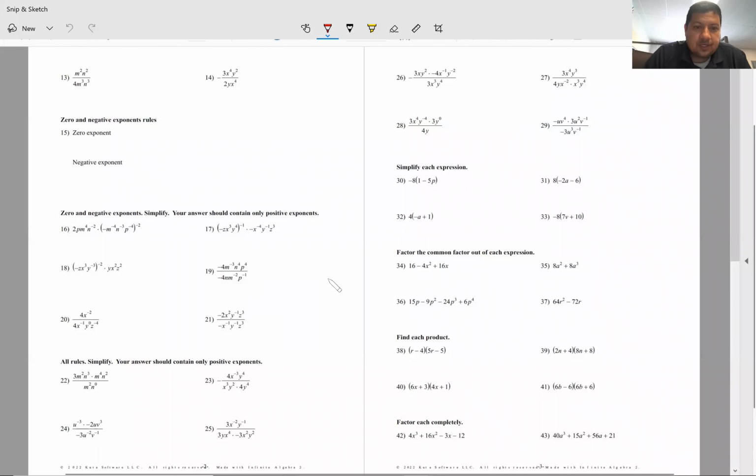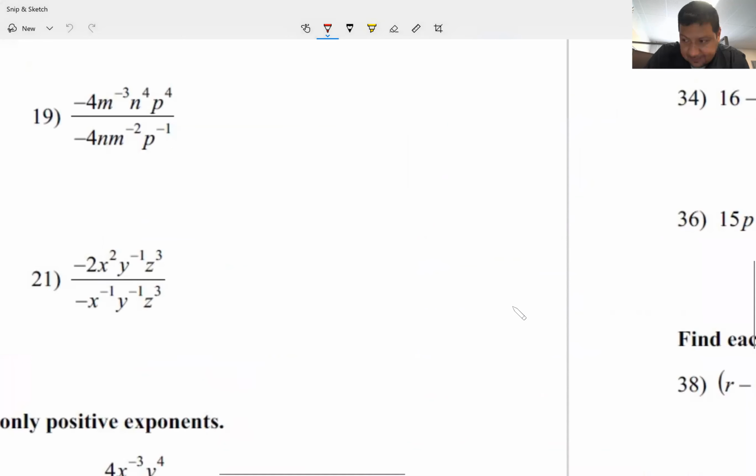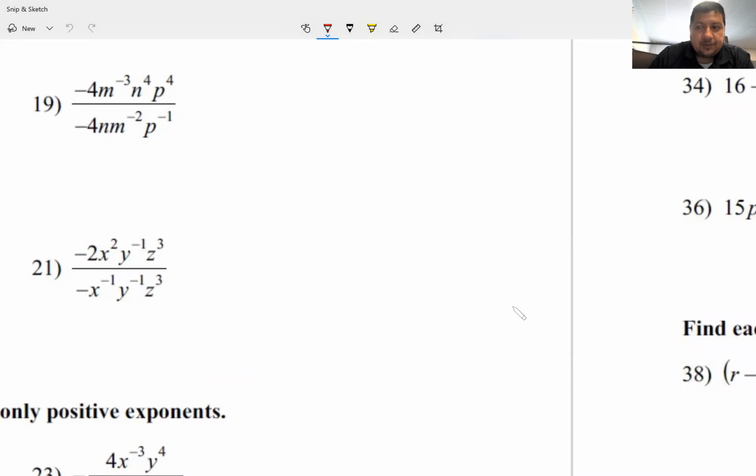All right, so today we're working from 19 through 33. So on our notes, we're going over the rules that we saw yesterday. So first thing we got to do, let me take a look at number 19. First of all, let me get rid of parentheses if there's any. The way I get rid of parentheses, I multiply the exponent on the outside to the exponents on the inside.